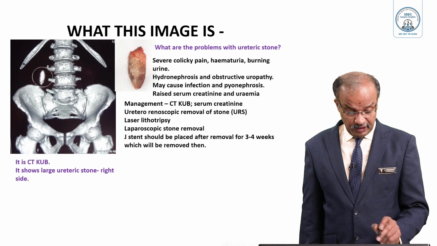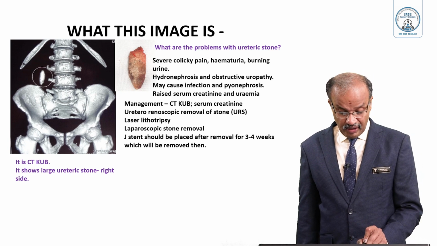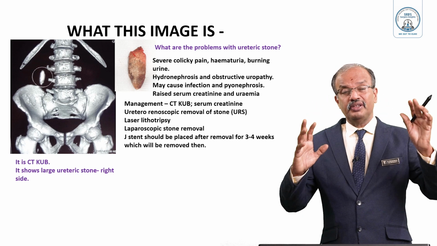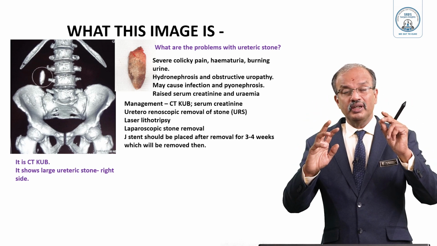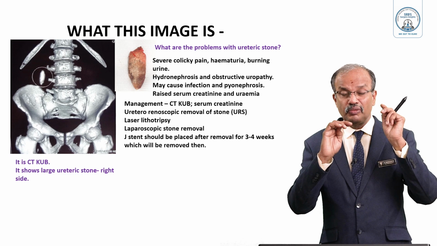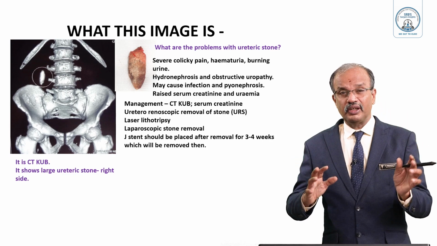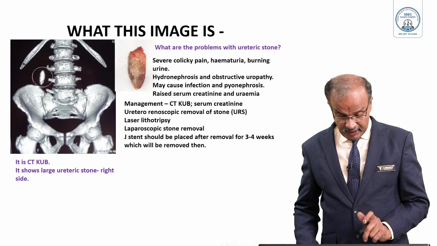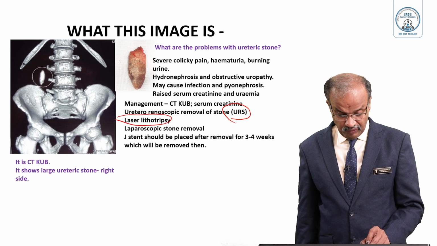So management is CT KUB, reconstructed image, as I already told. Serum creatinine is very essential. Ureterorenoscopy under anesthesia, usually spinal. Per urethra you pass a scope and identify the ureteric orifice, and you put in a ureteroscope. Then through the ureteroscope, laser or lithotripsy or whatever it is, break the stone and remove it. That's called URS, ureterorenoscopy. Laser lithotripsy is currently very useful.